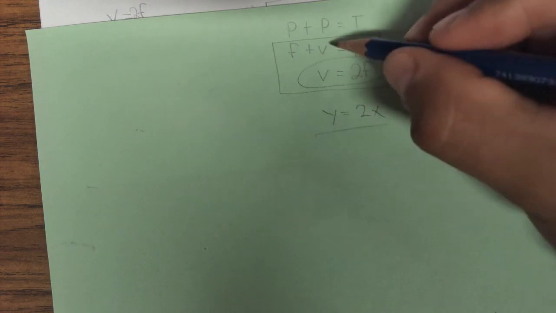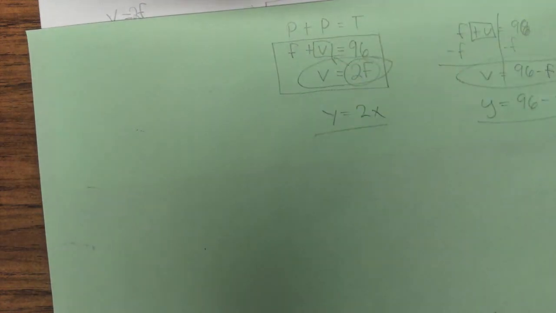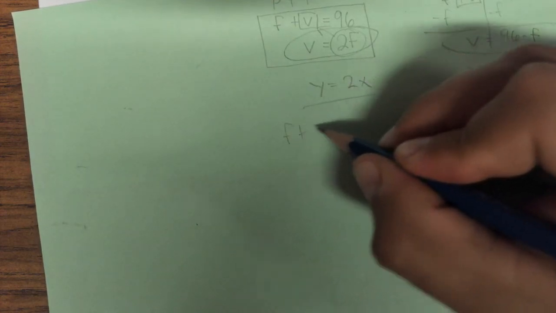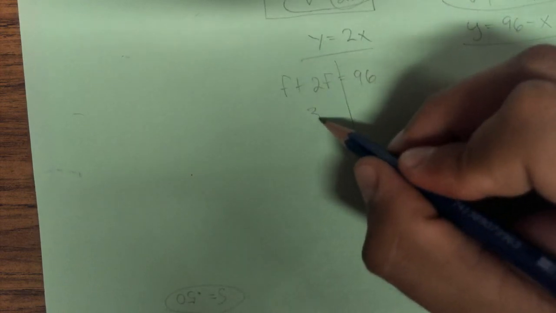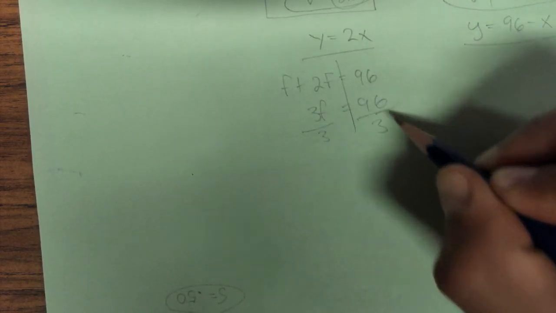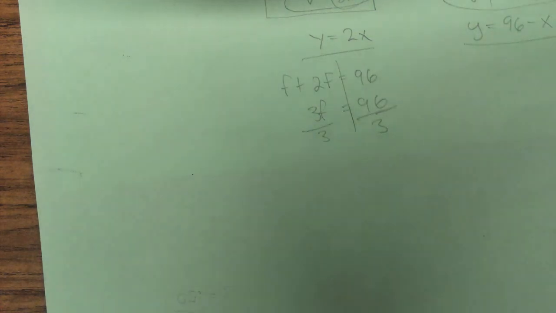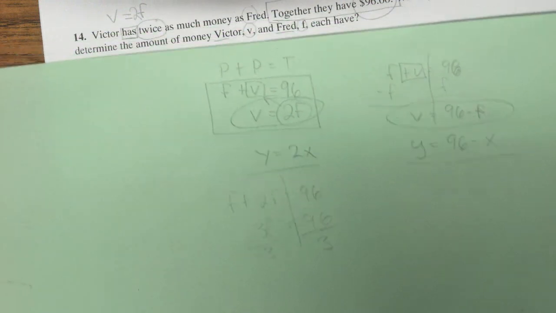Or, of course, we can do substitution where we would say, hey, instead of that V, I'm going to put in 2F. And so we would have F plus 2F equals 96. And then we have that 3F equals 96. And then we would divide by 3. And we can figure out Fred's money, and then from there we can figure out Victor's money. So that's just how you would set something like this up and how you would solve.